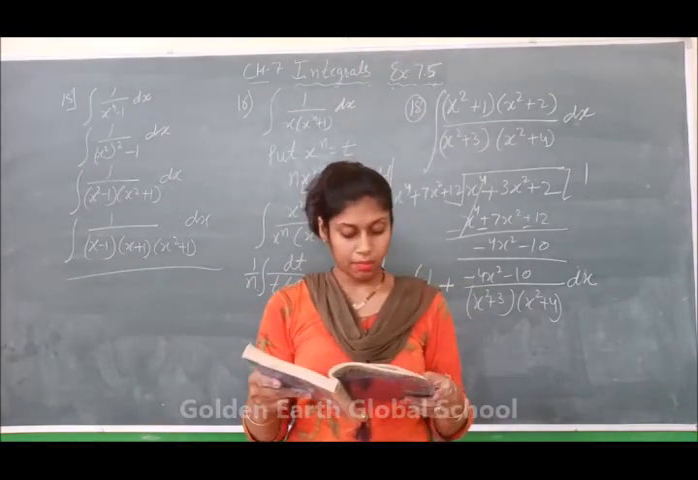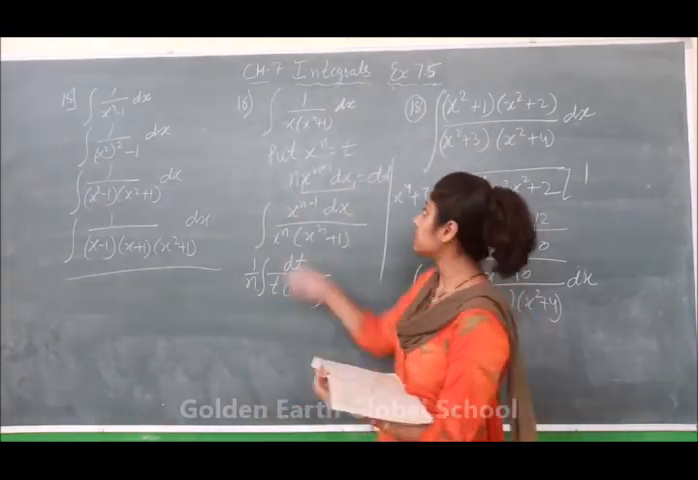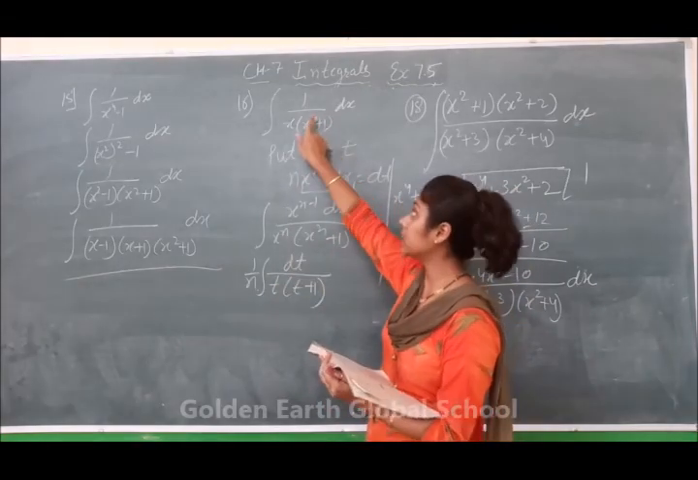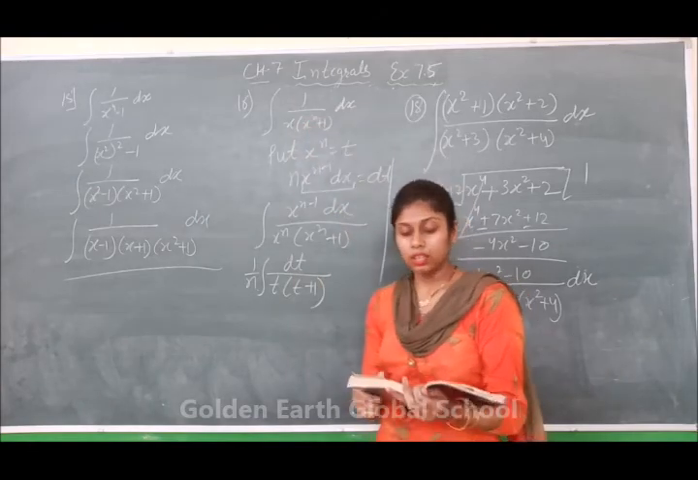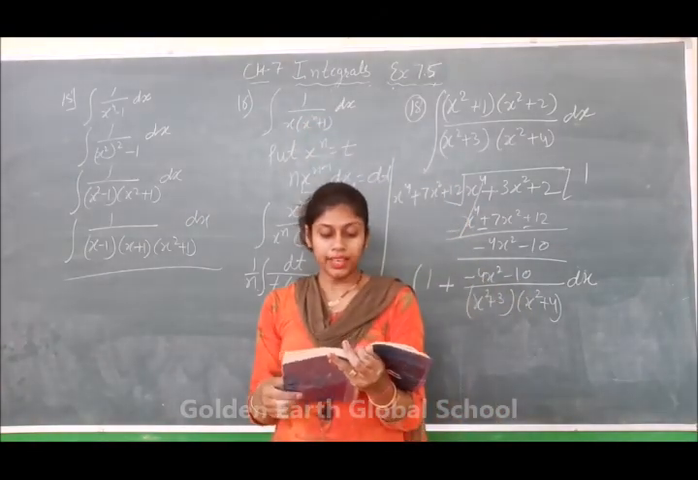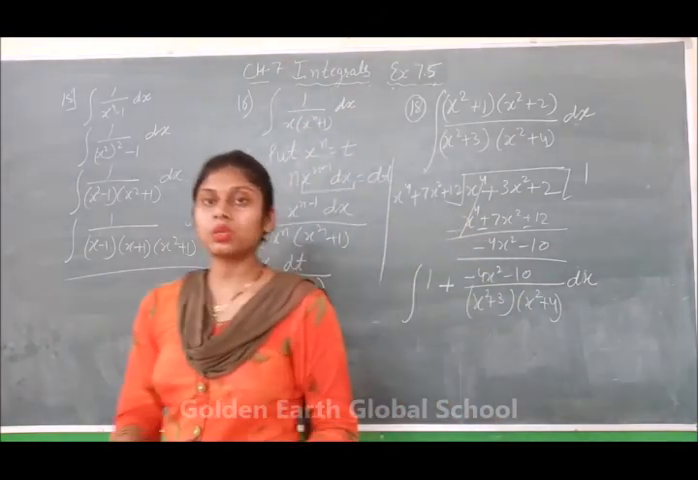The 20th question is the same as question number 16. In 16 there is n, but in the 20th there is a 4. So you have to multiply numerator and denominator by x cube. Clear? Next we will discuss the 21st question.